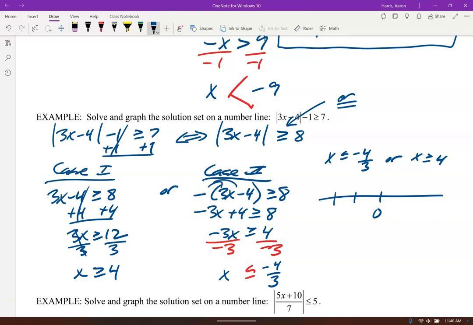Here's -4 thirds, less than or equal to. So -4 thirds about right there. That's my -4 thirds.